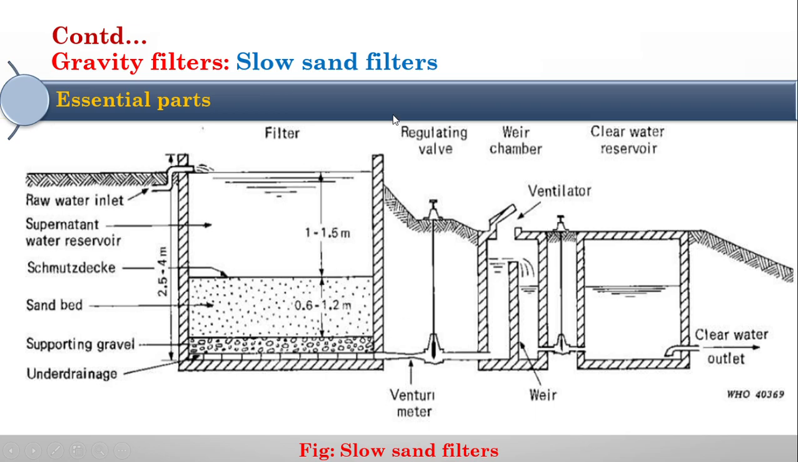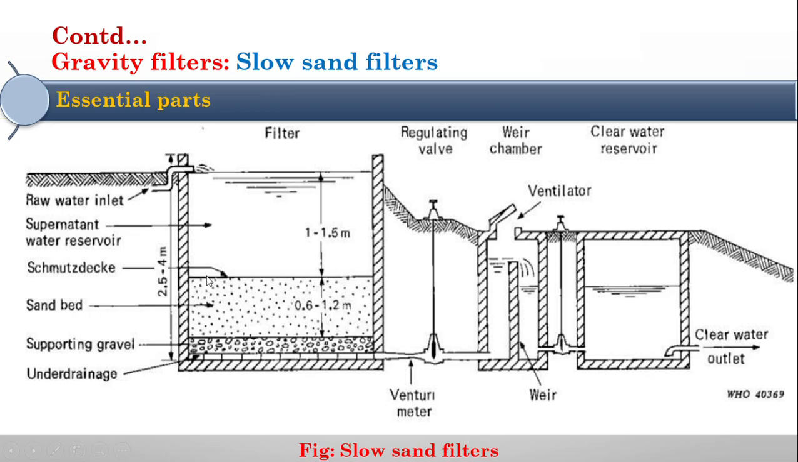What is happening here is we are providing the raw water into this inlet. This tank contains sand as well as gravel. A sand depth of 0.3, 0.6 to 1.2 meter is available. Water is provided here and a depth of 1 to 1.5 meter is constantly maintained. The water will move down through the sand and the gravel and it will get filtered out.